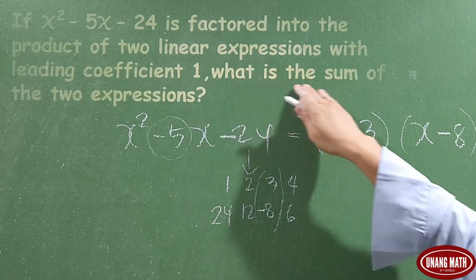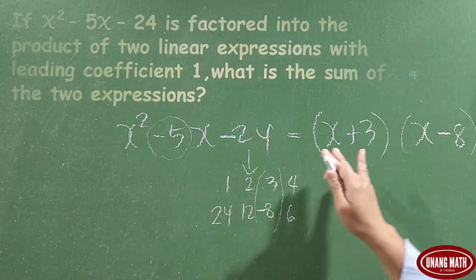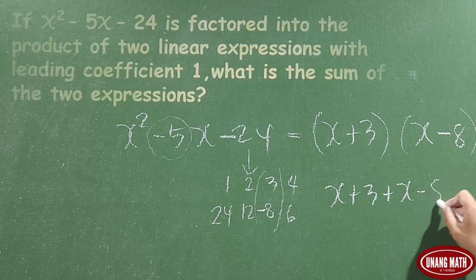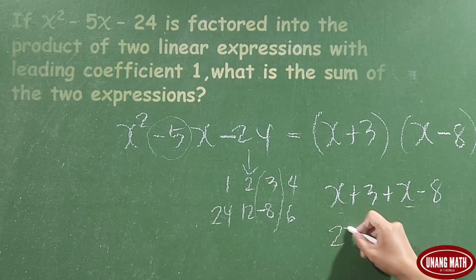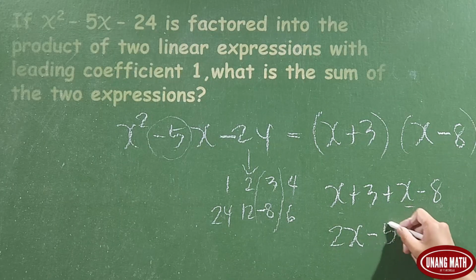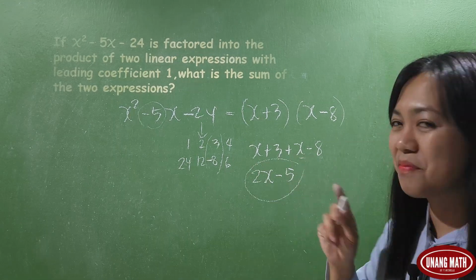Okay, the question is, what is the sum of the two expressions? So if we're going to add this one, x plus 3 plus x minus 8, then we have here 2x, 3 minus 8, so that would be negative 5. So we have 2x minus 5.